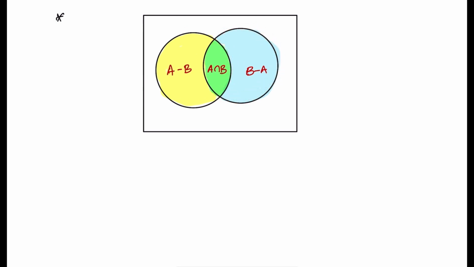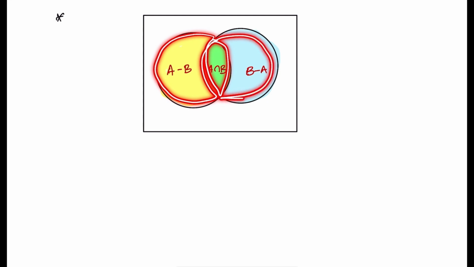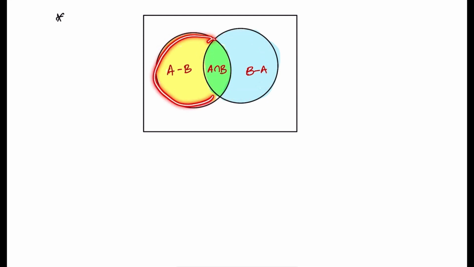You can see that these three regions have common boundaries. For example, this is the common boundary for A minus B and A intersection B. This is the common boundary for A intersection B and B minus A. But you can see there is no common region between these three sets: A minus B, A intersection B, and B minus A.